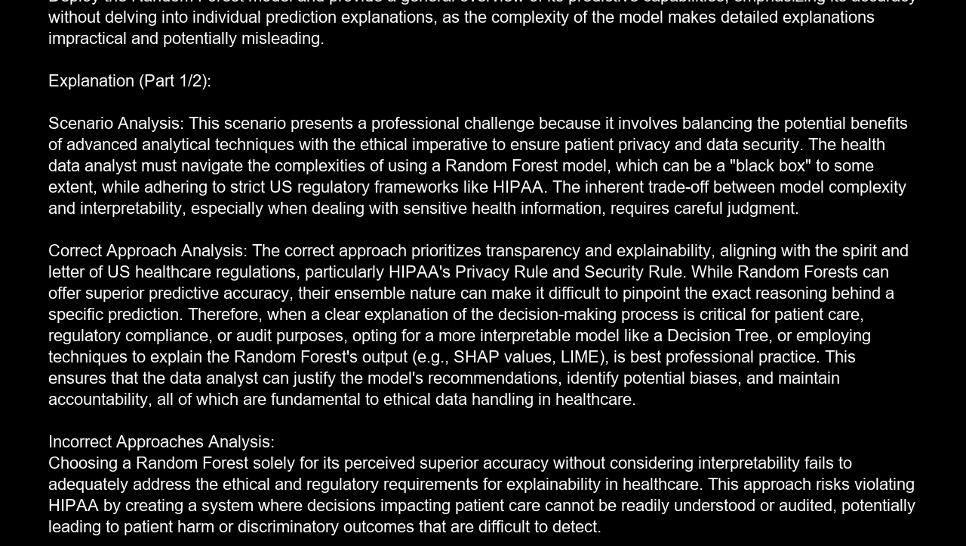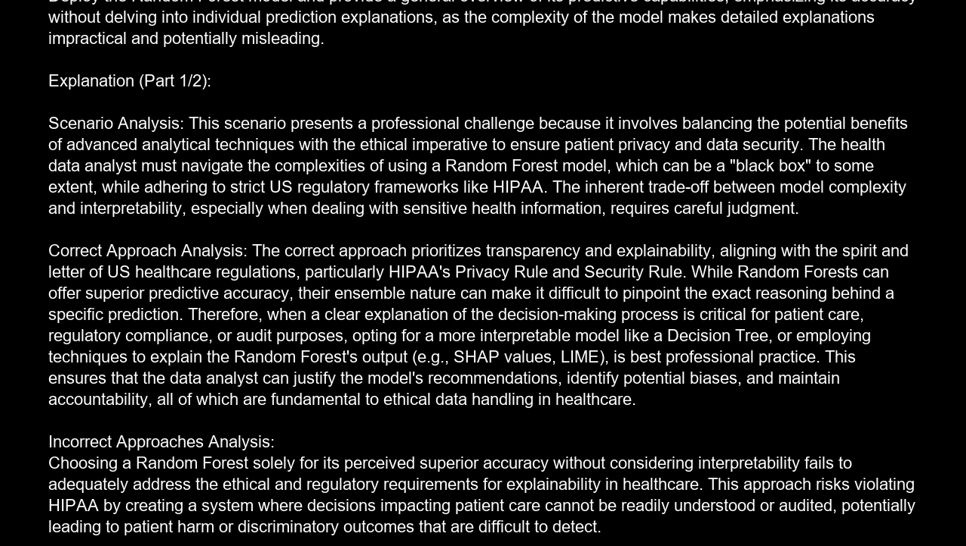Correct approach analysis. The correct approach prioritizes transparency and explainability, aligning with the spirit and letter of U.S. healthcare regulations, particularly the HIPAA Privacy Rule and Security Rule. While random forests can offer superior predictive accuracy, their ensemble nature can make it difficult to pinpoint the exact reasoning behind a specific prediction. Therefore, when a clear explanation of the decision-making process is critical for patient care, regulatory compliance, or audit purposes, opting for a more interpretable model like a decision tree, or employing techniques to explain the random forest output, e.g., SHAP values, LIME, is best professional practice. This ensures that the data analyst can justify the model's recommendations, identify potential biases, and maintain accountability, all of which are fundamental to ethical data handling in healthcare.